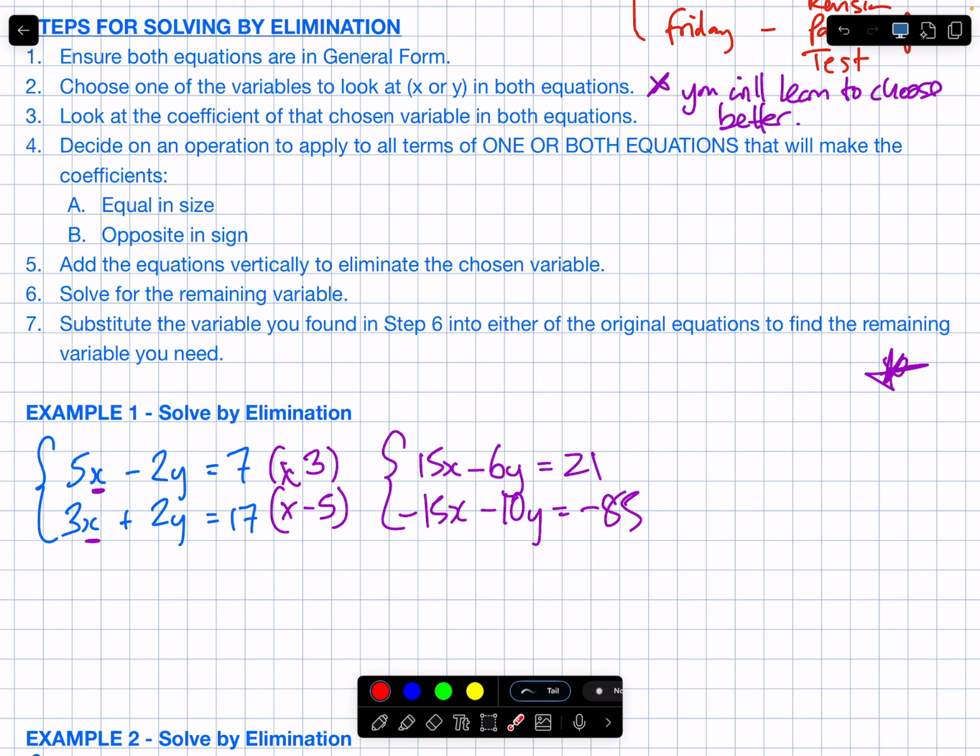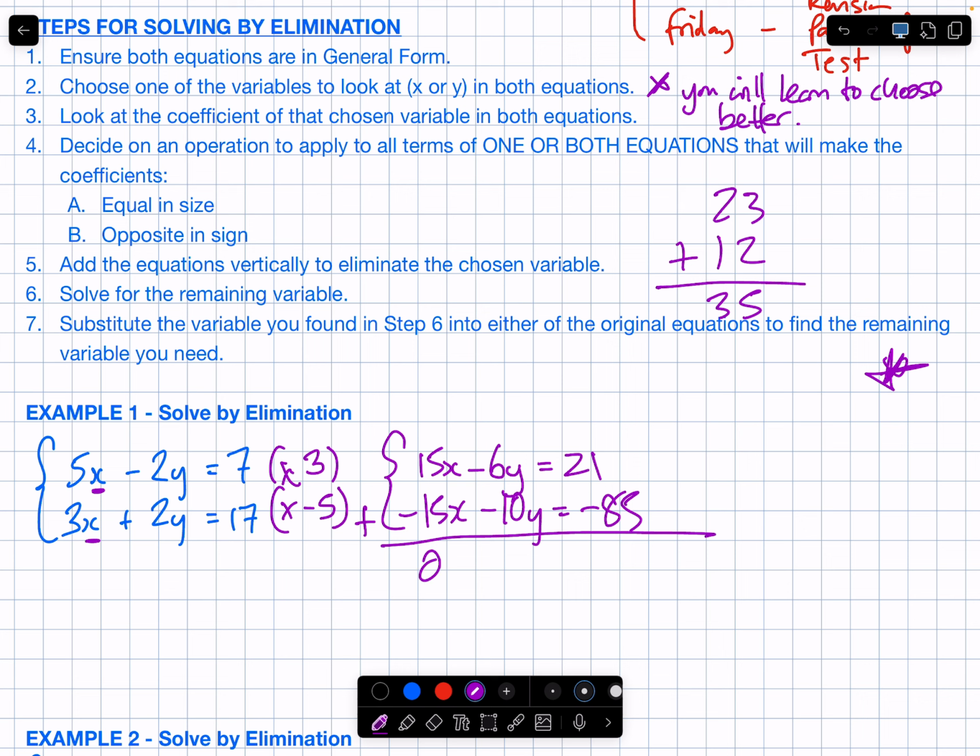What does adding vertically mean? Adding vertically is what you should have done at primary school. 23 plus 12. What's 3 plus 2? 5. What's 2 plus 1? 3. You can do that with algebra. Do the horizontal line at the bottom. Say that I'm adding. What's 15x's plus negative 15x's? 0. 0. See how I eliminated x?